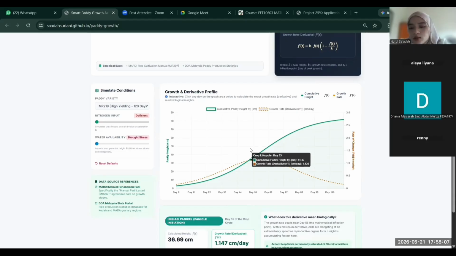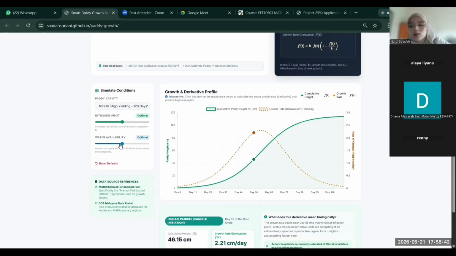The shifted timeline parameter: the mechanism is that MR219 has a longer life cycle, which is 120 days. Its mathematical inflection point shifts later, typically around day 60 to 65 instead of day 55. The danger: under drought, the plant fails to accumulate enough biomass during the stretched-out vegetative phase, leading to severely compromised panicle formation when it finally reaches its delayed growth.